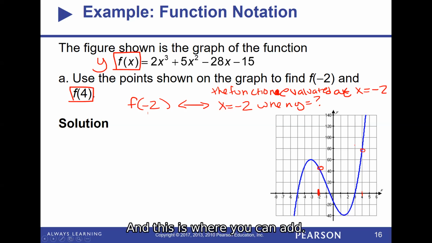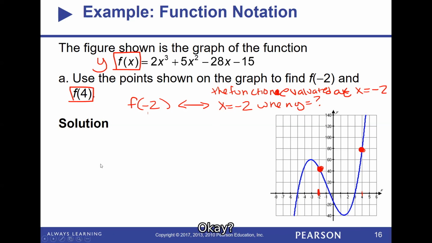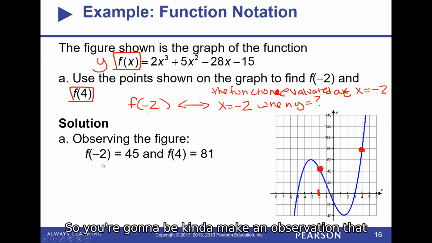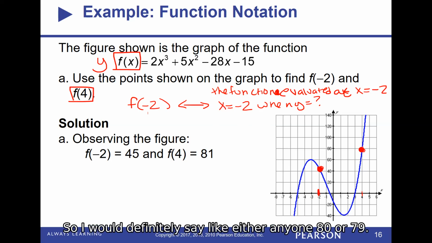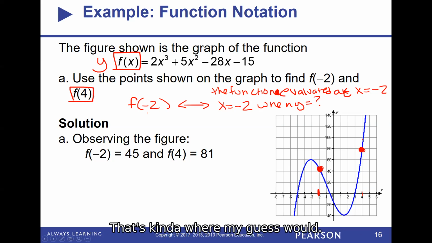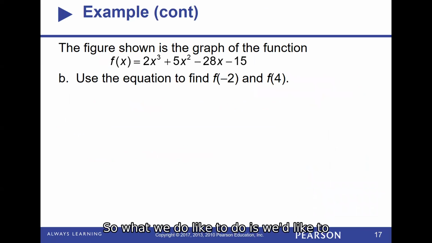Okay. And this is where you kind of eyeball it. So it does get a little hard to see what it actually is. Okay. So you're going to be making an observation that basically -2 is around maybe 45 and +4, our x value, is around maybe 81, 82, 83, 83 looks like it's a little off. So I would definitely say either 81, 80, or 79. That's kind of where my guess would be. Now, again, we are observing, which means we're eyeballing. Now in math, we don't really like to eyeball stuff. So what we do like to do is actually figure out what it exactly is.